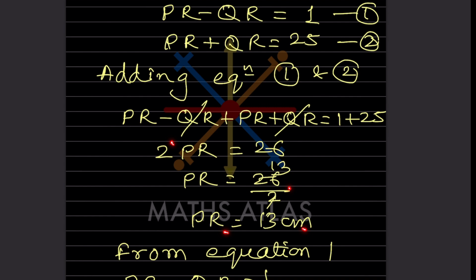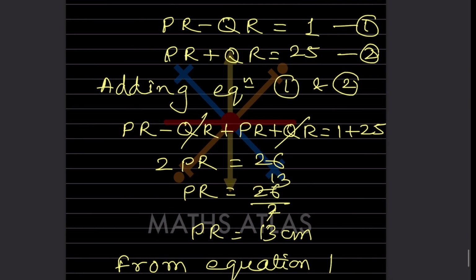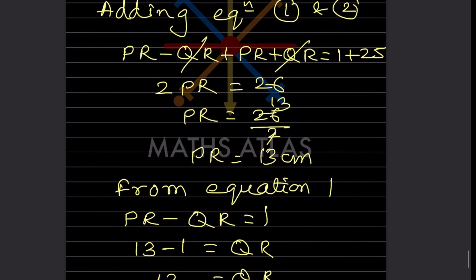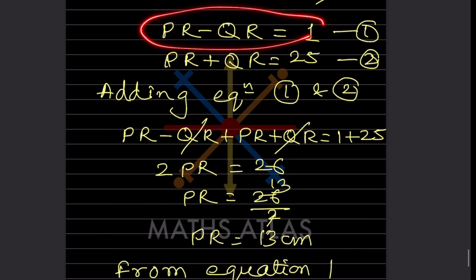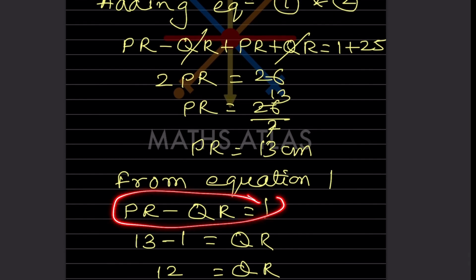So PR will be 13 centimeter. Now what we can see, we got PR is 13. So we'll put this in equation number 1, and we get the value of QR. Now see this equation, we have just put it over here. In place of this PR, we are going to put this 13.